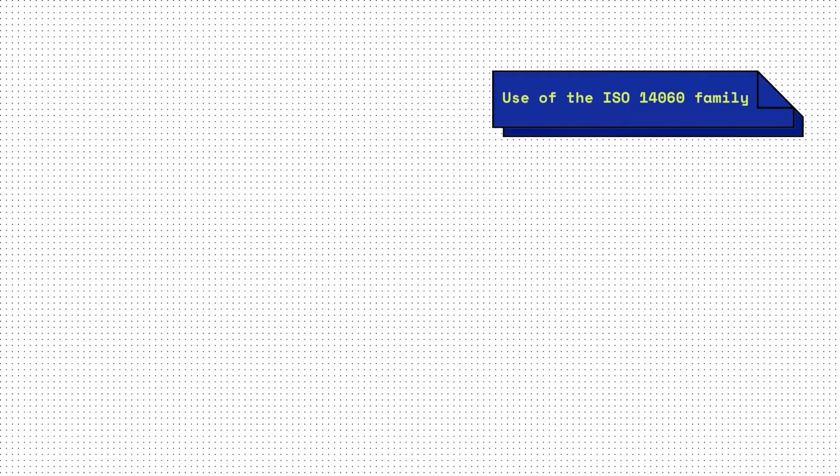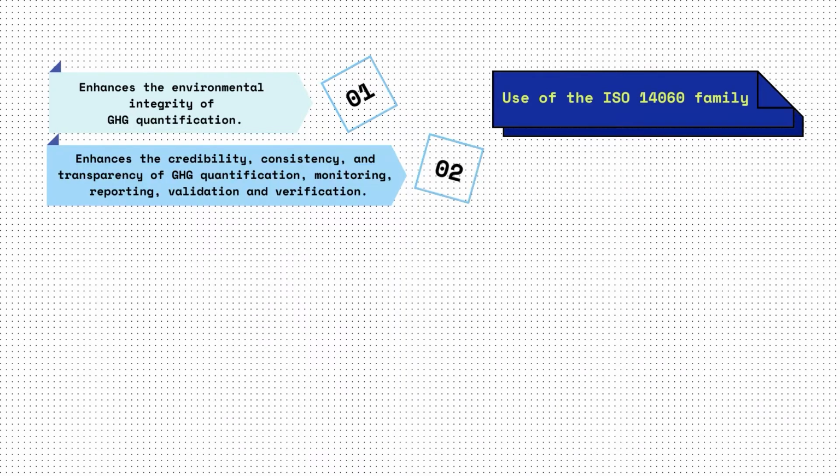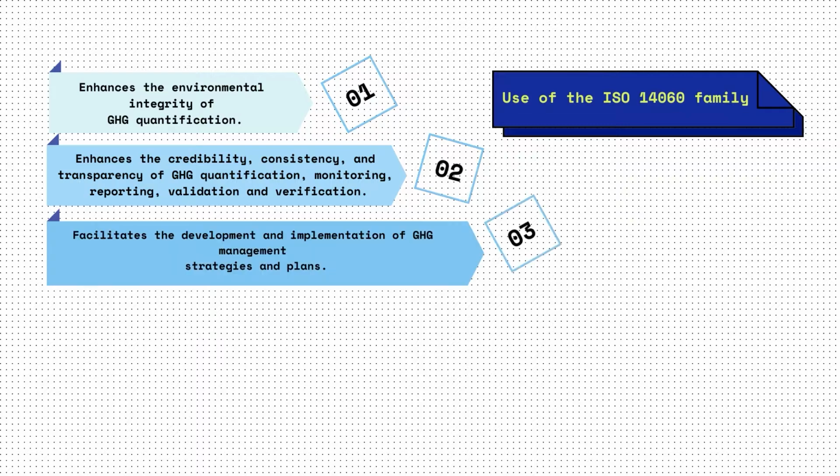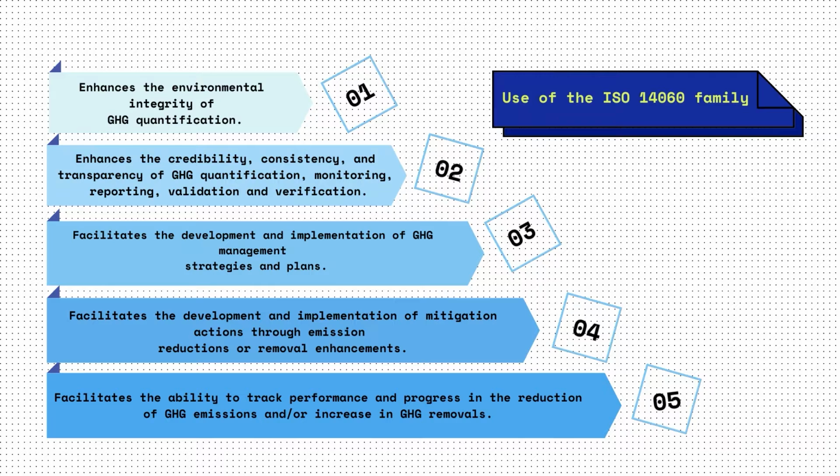Specifically, the use of the ISO 14060 family enhances the environmental integrity of GHG quantification, enhances the credibility, consistency, and transparency of GHG quantification, monitoring, reporting, validation and verification, facilitates the development and implementation of GHG management strategies and plans, facilitates the development and implementation of mitigation actions through emission reductions or removal enhancements, facilitates the ability to track performance and progress in the reduction of GHG emissions and or increase in GHG removals.